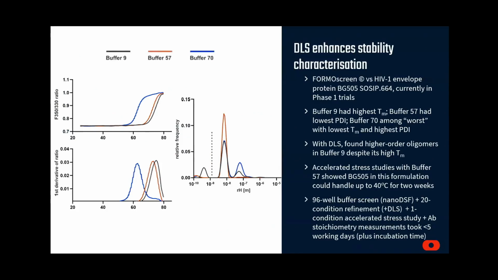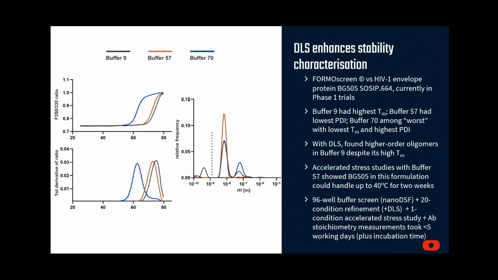Here we can see some highlighted data from the full screen. Buffer 9 in black offers the highest melting temperature, which implies the most stability. On the other hand, buffer 70 in blue has the lowest Tm, implying the least stability. However, as we can see, buffer 57 in red also has a fairly high melting temperature, but also was determined to have the lowest PDI of any of the buffers.